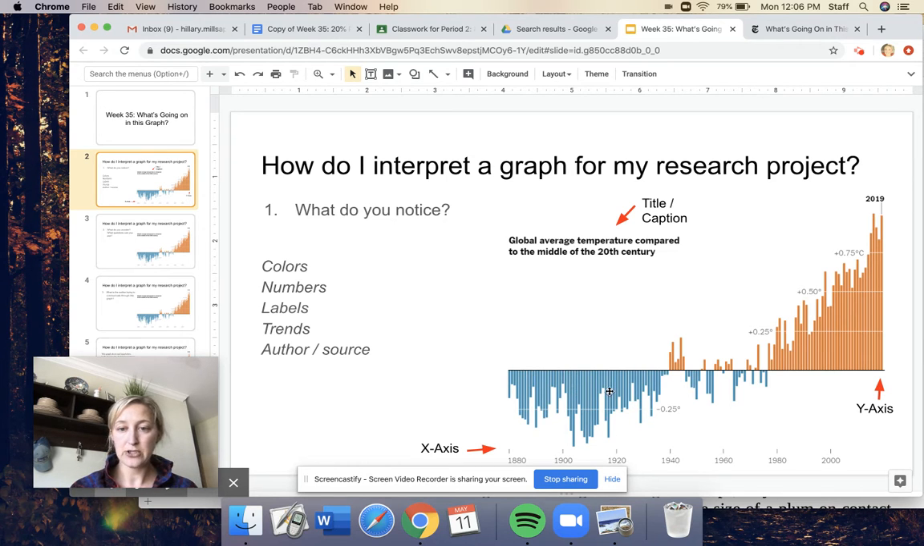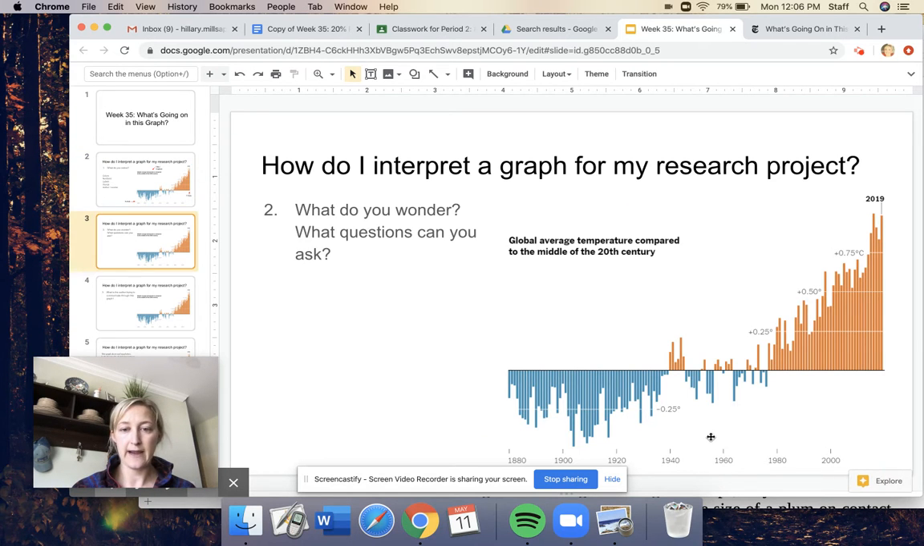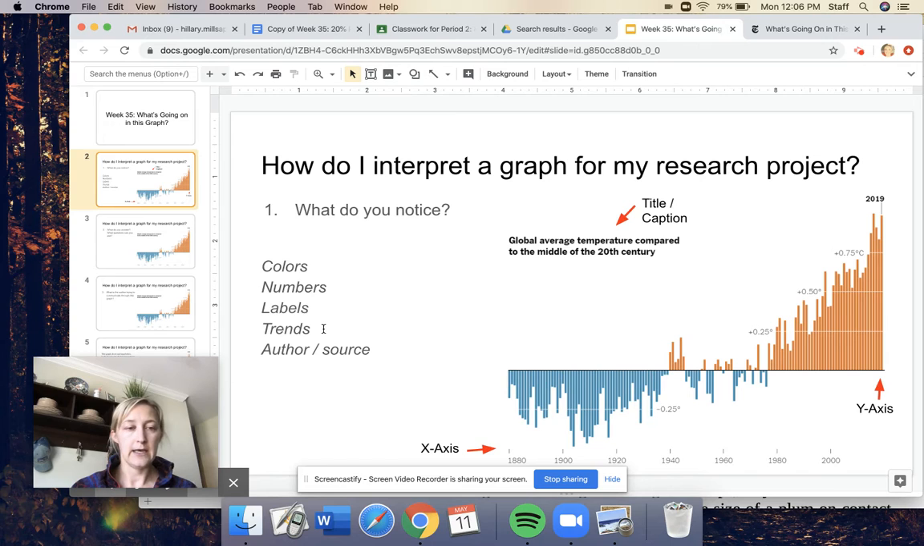I'm seeing a bunch of data points in color above and below this central line. I'm seeing the title, which is global average temperature compared to the middle of the 20th century. So the middle of the 20th century is like 1950. Now, this graph, I know from the description later, which I will get to, that they're using the middle of the century as 1950 to 1980. So you'll notice the end actually goes past 2000, meaning we're kind of in the 21st century as well.